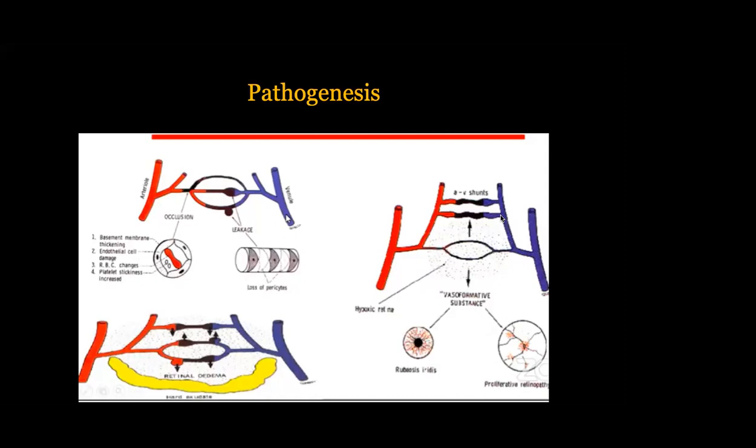When there is a lot of ischemia, the retina itself will produce certain vasoformative substances like VEGF, vascular endothelial growth factor, which stimulates the production of new vessels on the retina. These vessels can bleed and can result in hemorrhage into the vitreous, which can cause loss of vision.